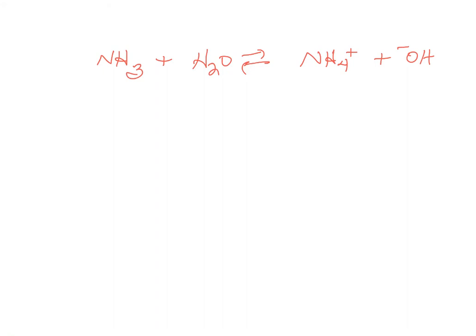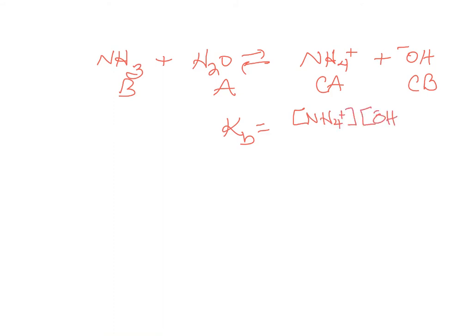Ammonia, as with most neutral nitrogen-containing compounds, is a weak base, and so what do bases do? They pick up hydrogen ions from acids, and so if we were to label this equation, and the Kb, since we're talking about a base here, the Kb expression for this reaction is products over reactants, leaving out water because it's a liquid.